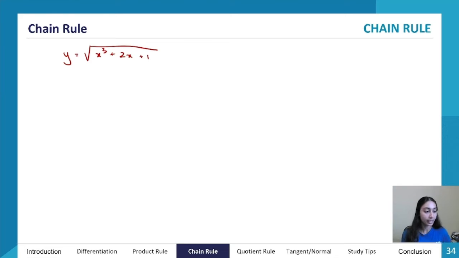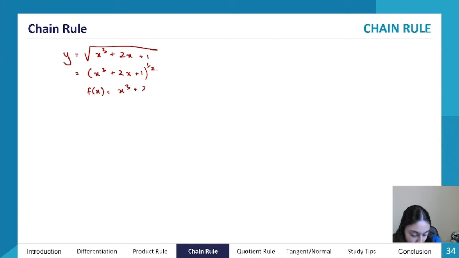Okay, shall we get started? I think yes. So I'm going to actually rewrite this. So most of you guys would know a little bit of your index laws from year 10. So this can be rewritten as x cubed plus 2x plus 1 all to the power of a half. Now from here, I think you guys would be able to solve it. So f of x is equal to x cubed plus 2x plus 1. So f dash of x is equal to 3x plus 2.